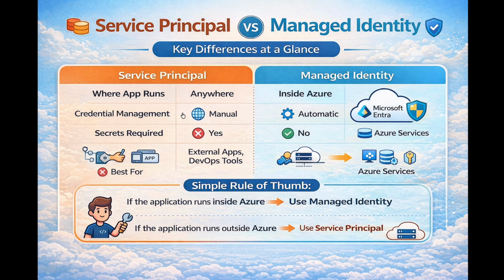Let's quickly recap. A service principal we can use when the application runs anywhere. Credential management is required and manual, because we have to renew the secret when it expires, and the secrets are required. It's best for external applications, DevOps tools, Terraform, etc. In managed identity, when the resources are inside Azure, credential management is automatic. We do not require secrets, there is no management, and it's used for Azure services. So both service principals and managed identities are extremely important concepts in Azure security and automation.